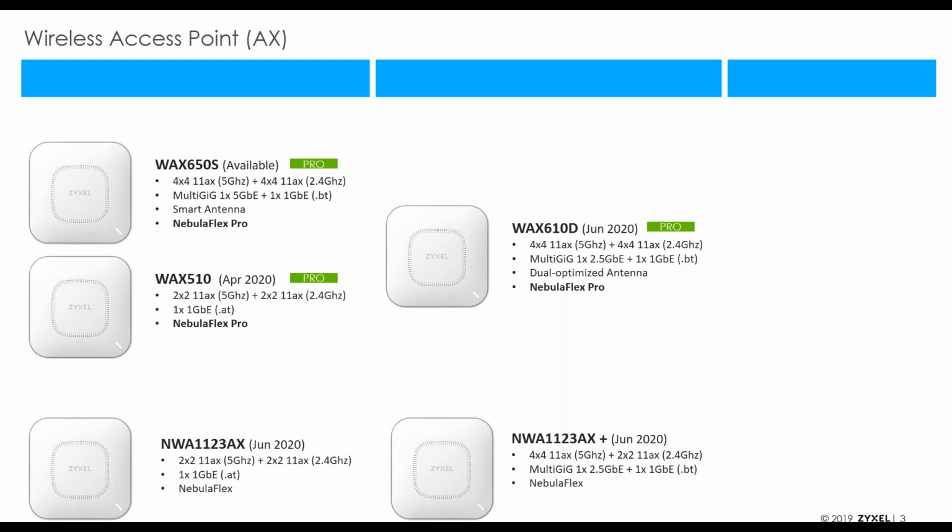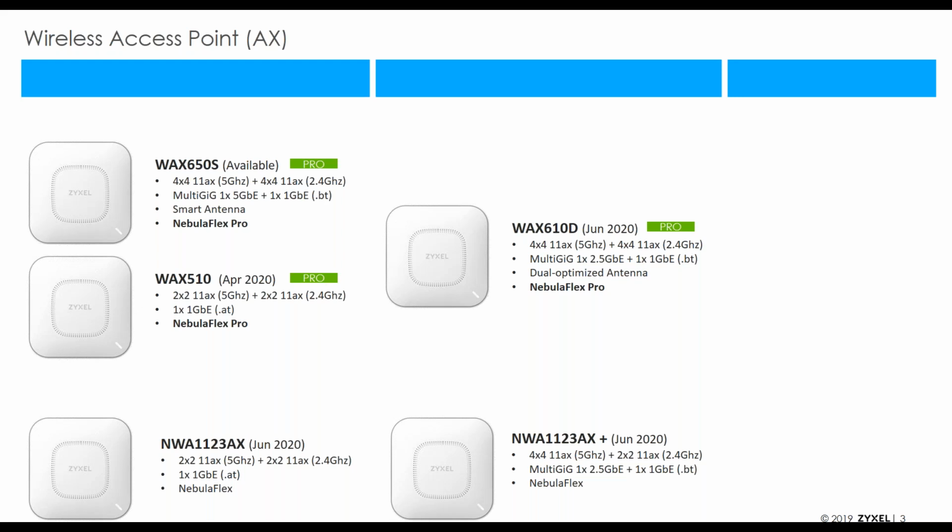We've got our NWA1123-AX, which is going to be coming out, and we've also got the AX Plus. Again, they will be available on Nebula Flex. The NWA1123-AX has a 1 gig port on it, whereas the AX Plus actually has a multi-gig port, which is 2.5 gigabit Ethernet. I will show you the switches which are supported in multi-gig, and I'll explain that a little bit more later on as well.